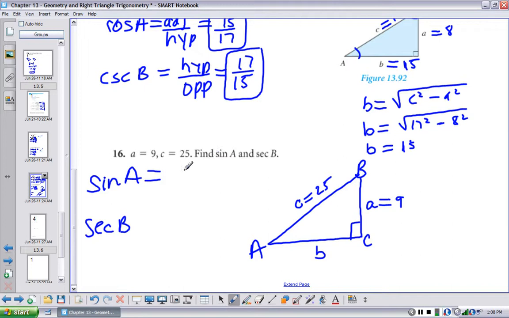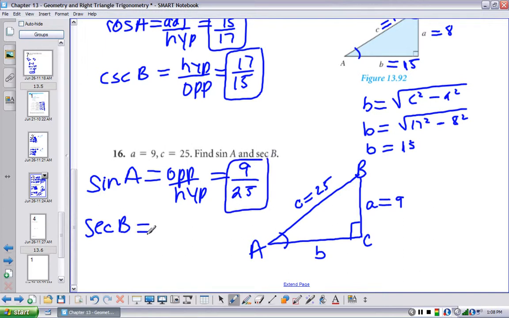Remember, sine is opposite over hypotenuse. So we're looking at angle A. The opposite is 9. The hypotenuse is 25. And then we want to find secant of B. Secant is hypotenuse over adjacent. And we're looking at the angle B. Hypotenuse is 25. The adjacent side is 9. So for this one, we didn't even need to know side B. It was not necessary for us to know what side B was.